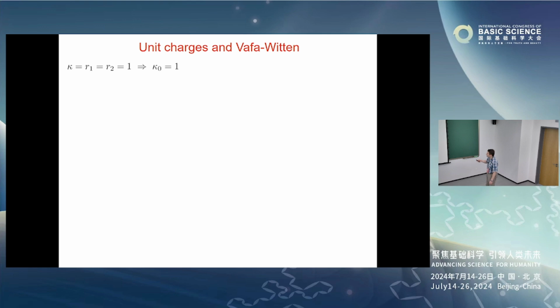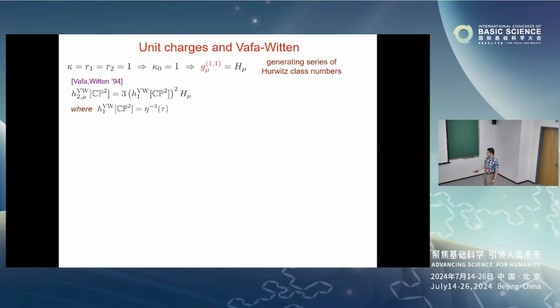Now let's note, as I already mentioned, that if we take all charges equal to 1 and also kappa equal to 1, then this effective kappa 0 is also equal to 1. In this case, this anomalous coefficient is the same as the generating series of Kronecker-Hurwitz class numbers. And this, as I already mentioned, is nothing else but the normalized generating function of SU(2) Vafa-Witten invariants on P2.